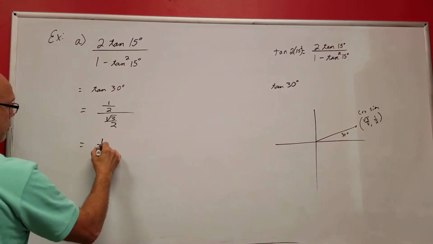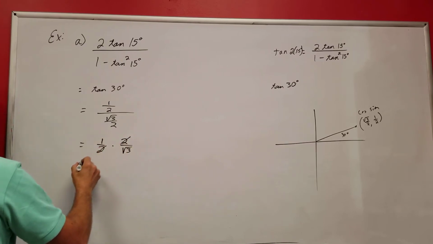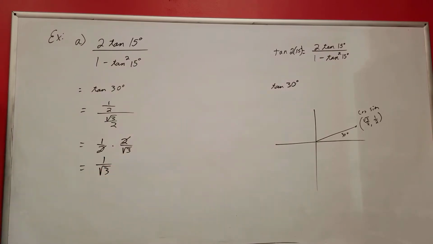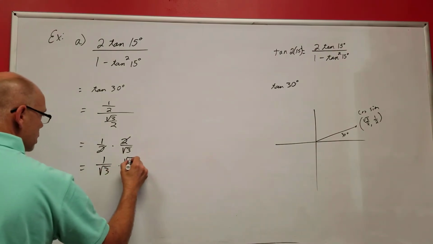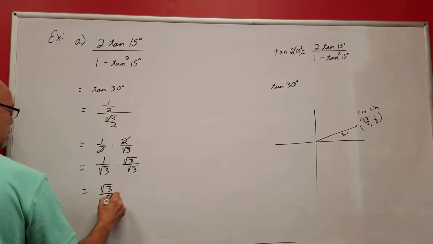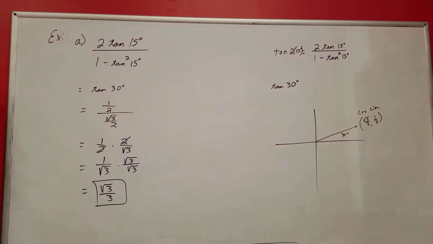Well, that's 1/2 times the reciprocal, 2 over square root of 3. And what do we have? 1 over square root of 3. And we need to rationalize that, so we're going to multiply by the square root of 3 over square root of 3. So that's the square root of 3 over 3. Okay, that was part A. Part B.